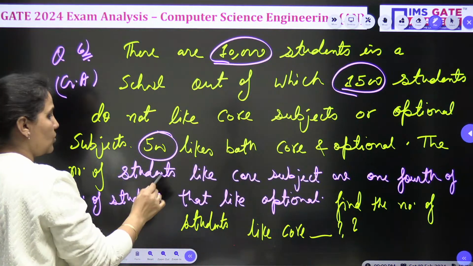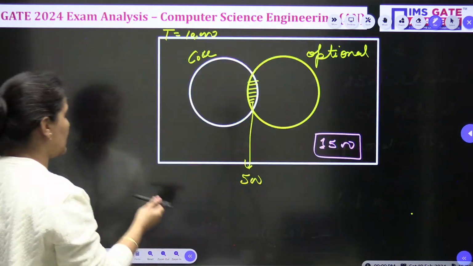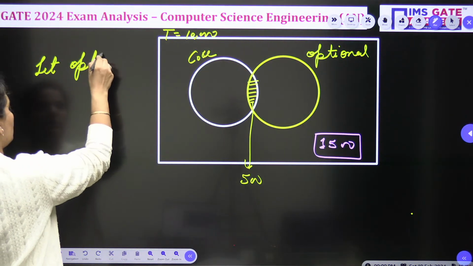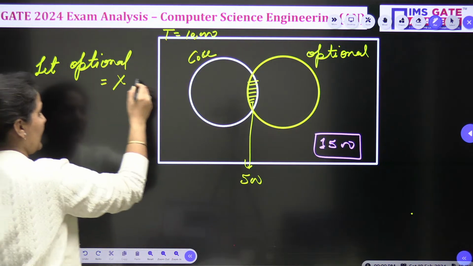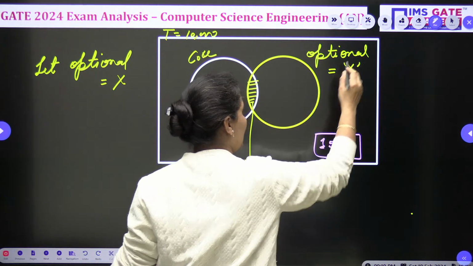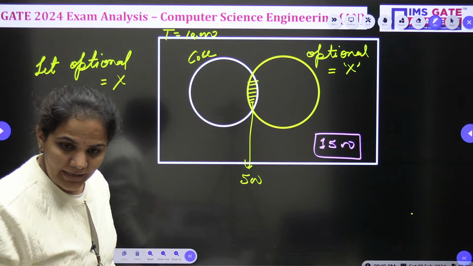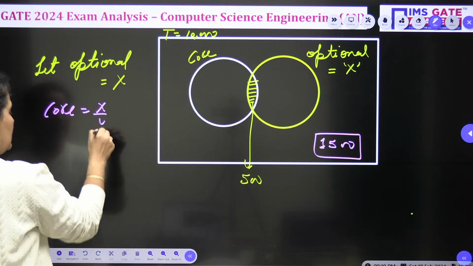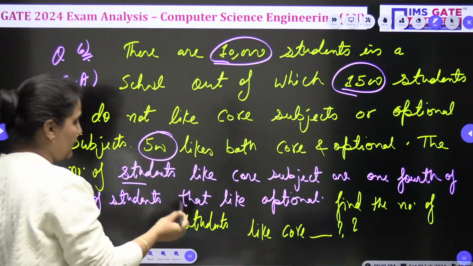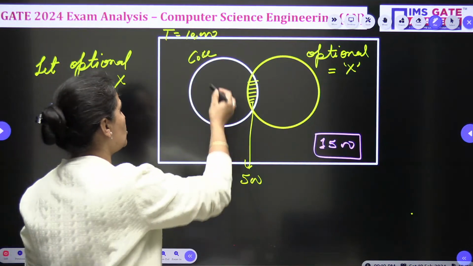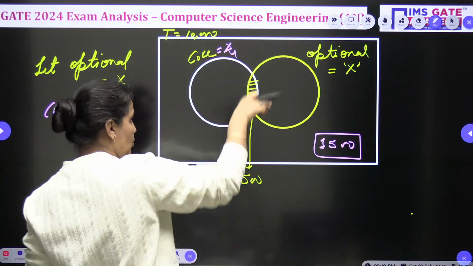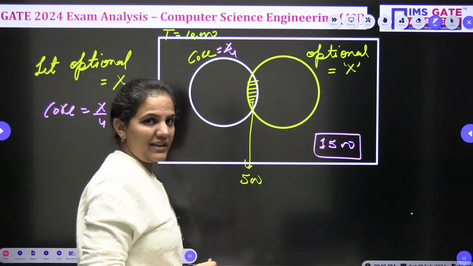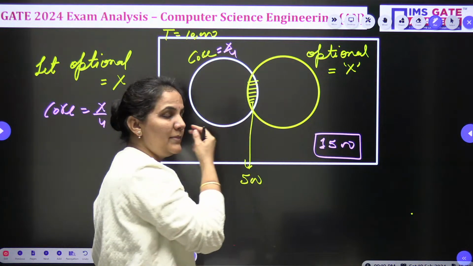Now one relation: the students who like core subject are 1/4 of the students who like optional. So let us assume the students who like optional are X. Then core will be X by 4, since it's given that core is 1/4 of optional. So the total of this white circle is X by 4, the total of this yellow circle is X, and both is 500.